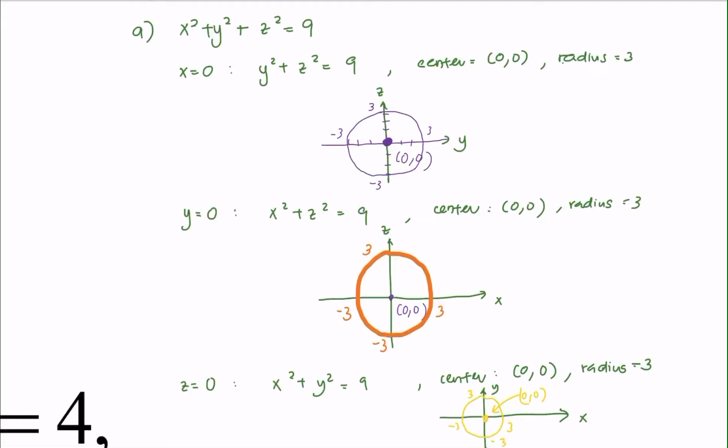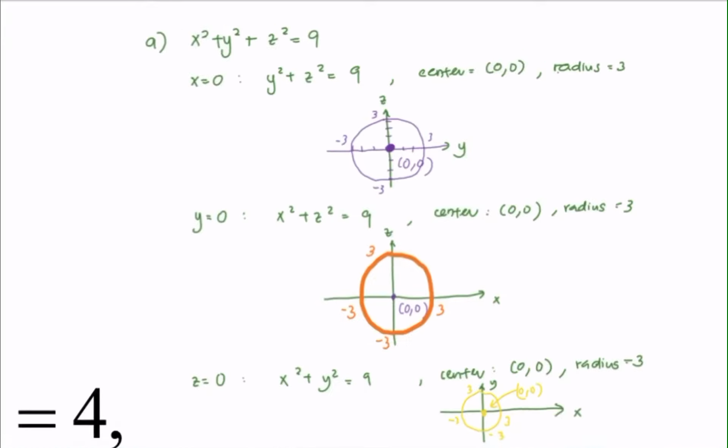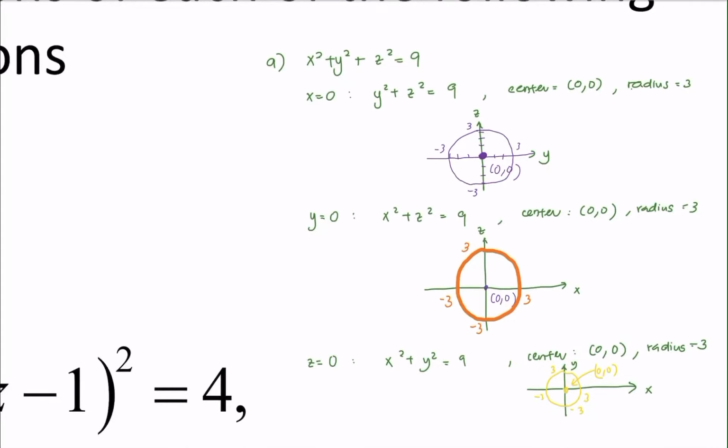Now we want to combine this to make a graph in 3D. We already have these 3 traces. Now it's time for us to combine them. So we have the x-axis, y-axis and z-axis.